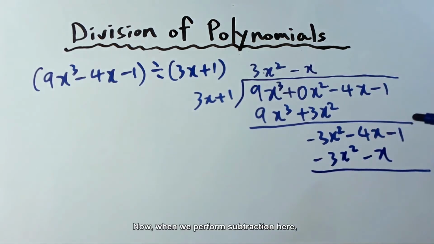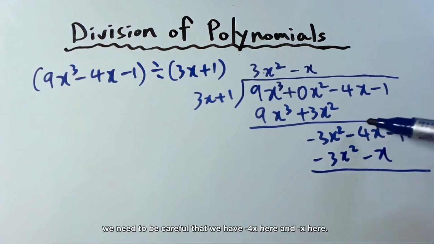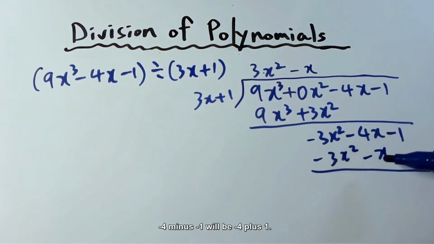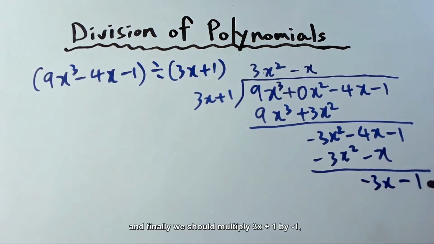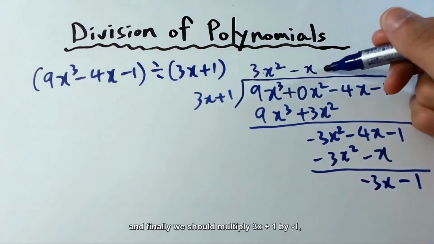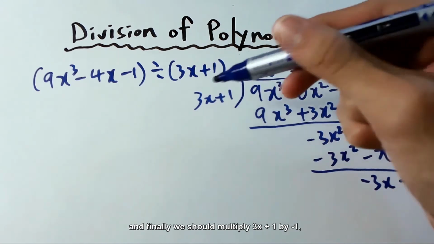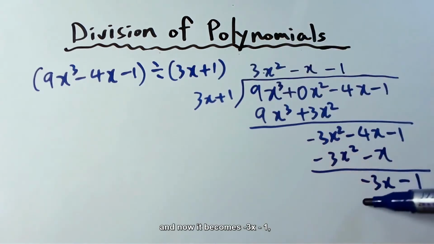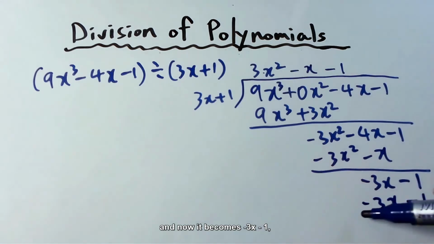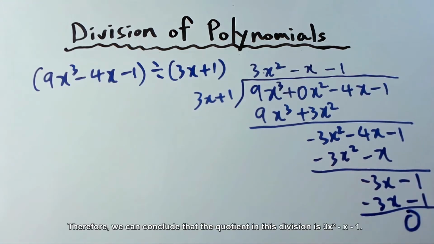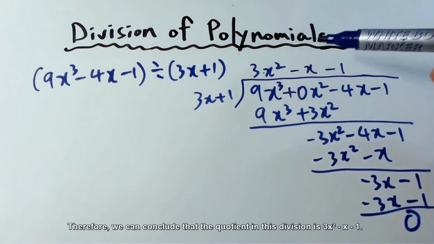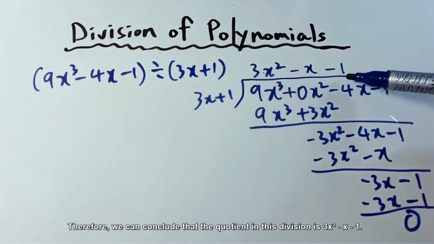Now when we perform subtraction here, we need to be careful that we have minus 4x here and minus x here. Minus 4 minus minus 1 will be minus 4 plus 1. Therefore, we have minus 3x here. And finally, we should multiply 3x plus 1 by minus 1. And now it becomes minus 3x minus 1. And we should know that the remainder is 0 in this example. Therefore, we can conclude that the quotient in this division is 3x squared minus x minus 1.